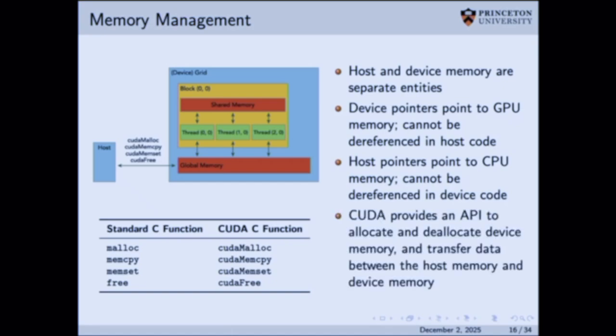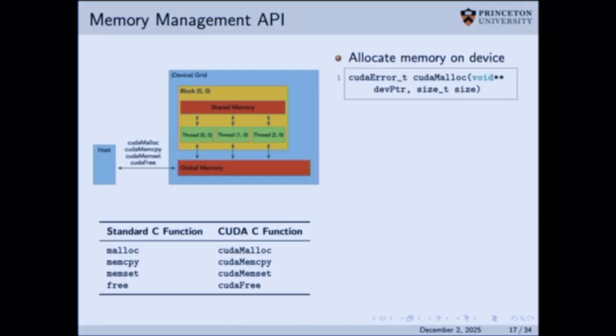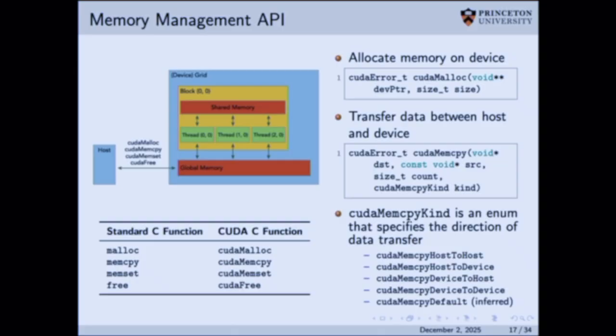And then CUDA offers an API to do this memory management. The API consists of the functions you see on the left in the table. They're very similar to what you would expect when you're programming in C. To allocate memory on the device, we have cudaMalloc. To transfer data between the host and device, there's cudaMemcpy. And there's a fourth parameter in this memcpy function that maybe looks unfamiliar, but this is just to specify what direction you want to copy the data in.